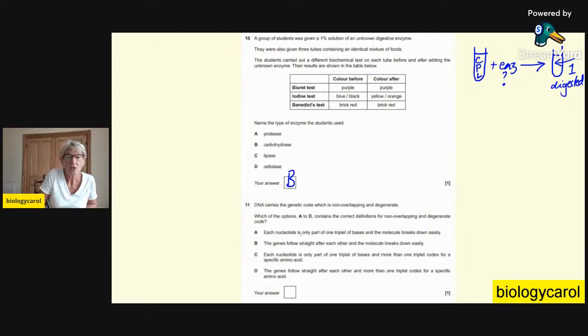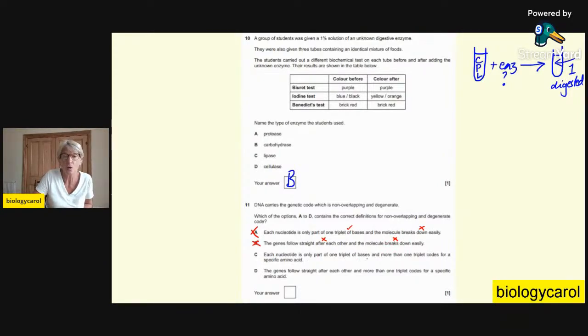So A, each nucleotide is only part of one triplet of bases and the molecule breaks down easily. Well, this is the correct definition for non-overlapping, but this is not the correct definition for degenerate. Wrong. B, genes follow straight after each other and the molecule breaks easily. Well, this is not the definition for non-overlapping and this is not the definition for degenerate.